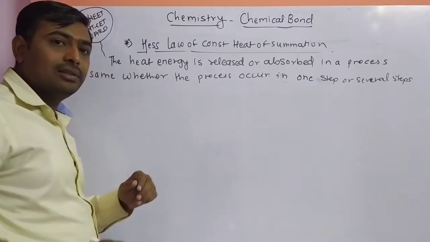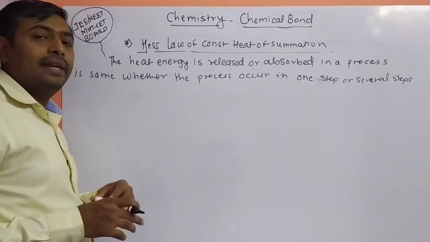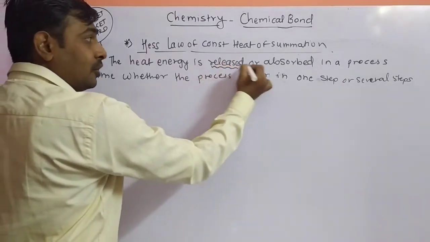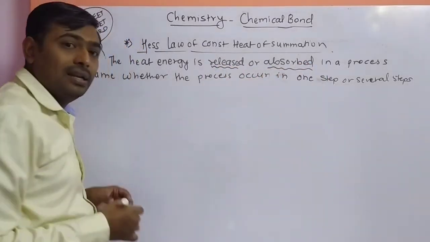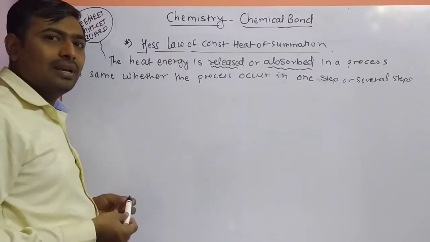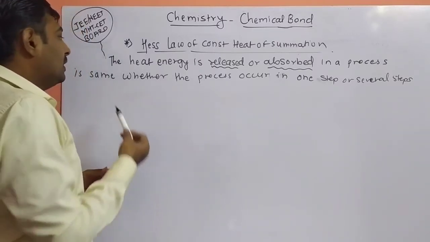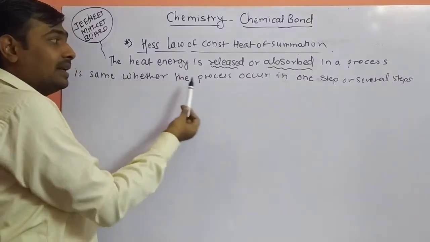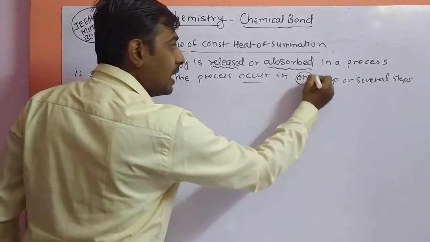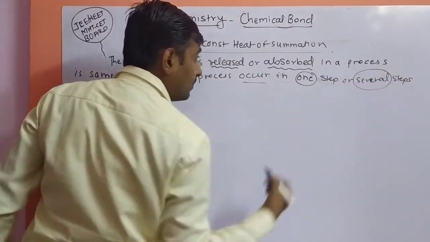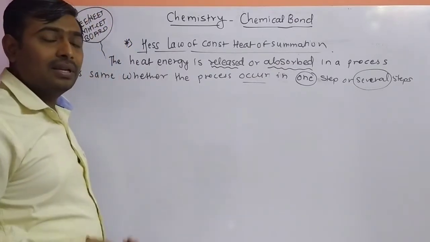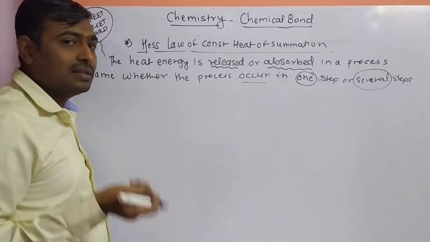So what does Hess's law say? Hess's law says that the heat energy released or absorbed in a chemical process is the same whether the reaction takes place in one step or in several steps. So heat energy absorbed or released is the same whether the reaction occurs in one step or in a number of steps.